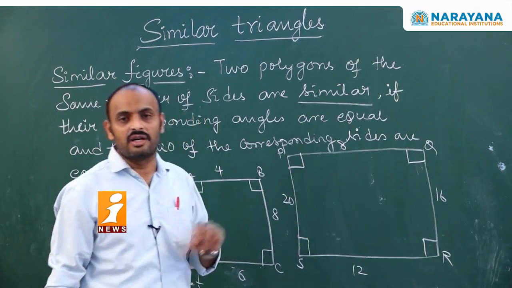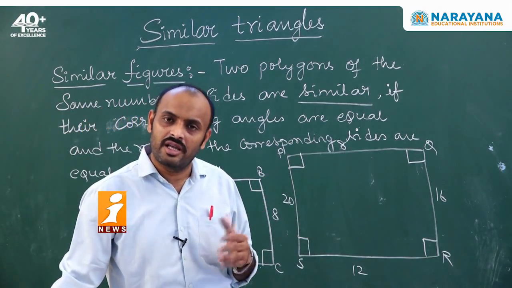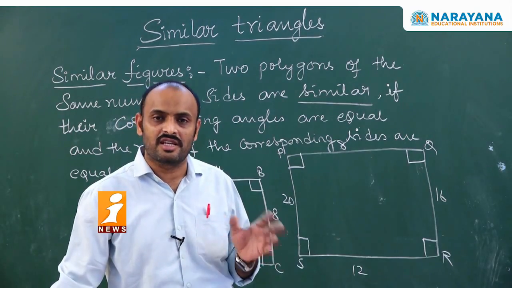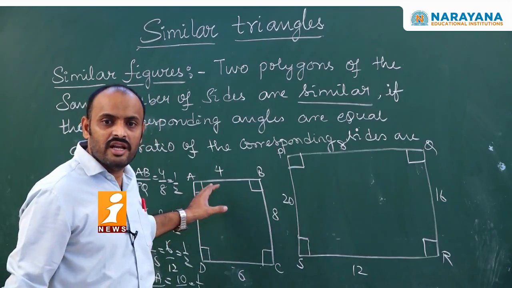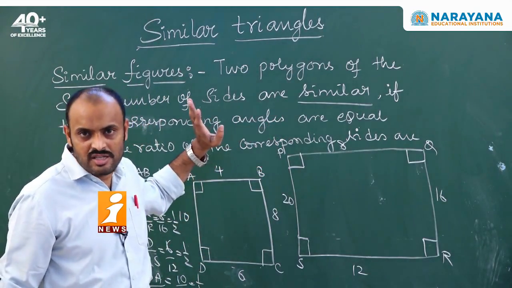Any two circles you take with different radii, they are similar, because all the time the angles are 360 degrees in any circle. Even though the radii are different, they are similar.